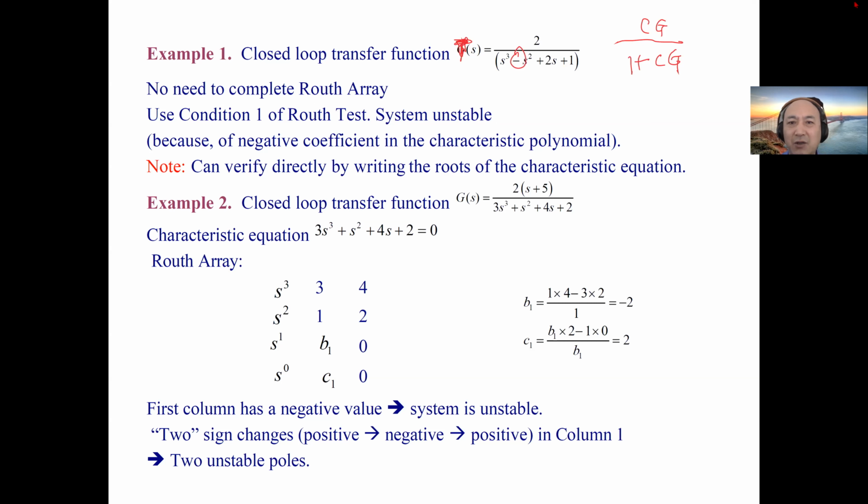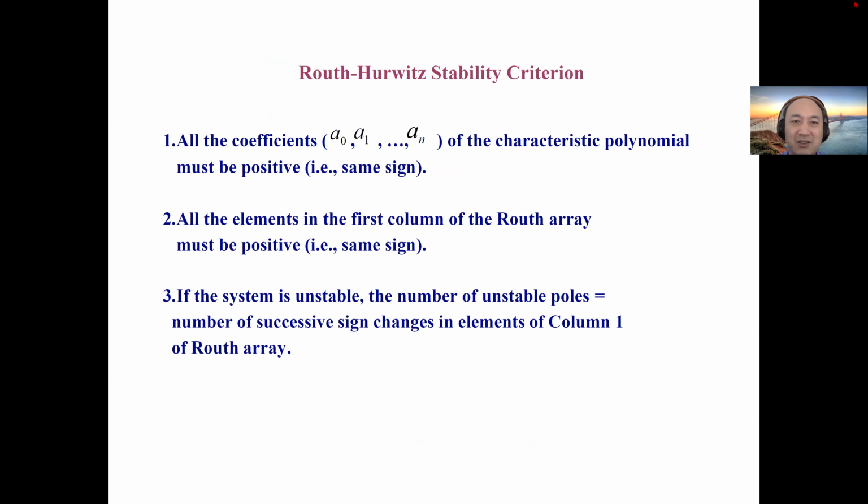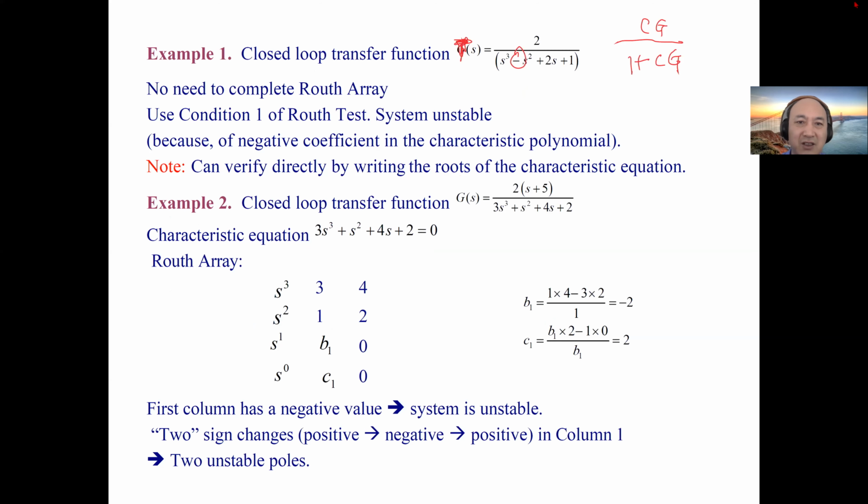So all positive is called a necessary condition. Okay, so let's go back. These are necessary conditions, but not sufficient. You have to check the second. So if this necessary condition is not satisfied, then it's unstable. So let's check an example.